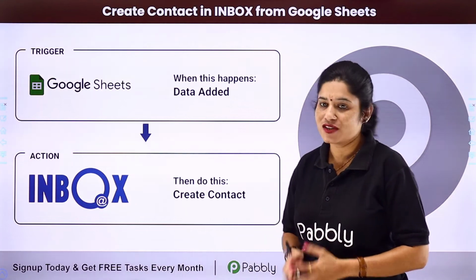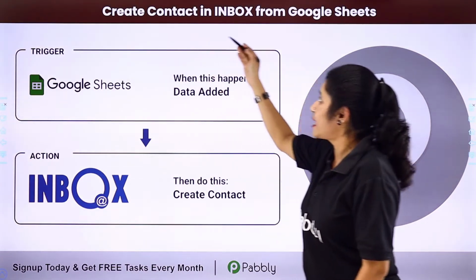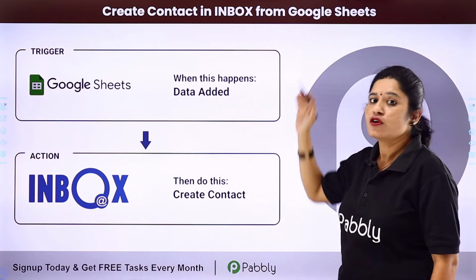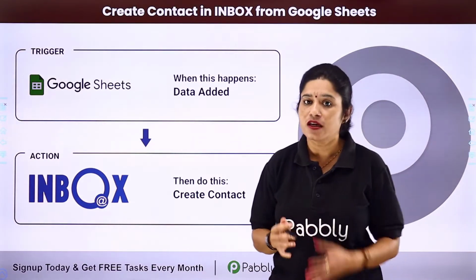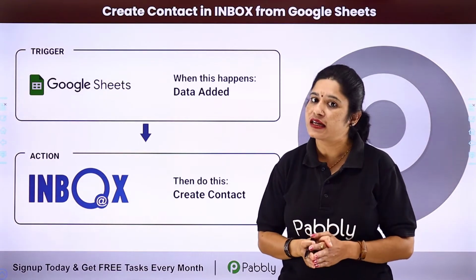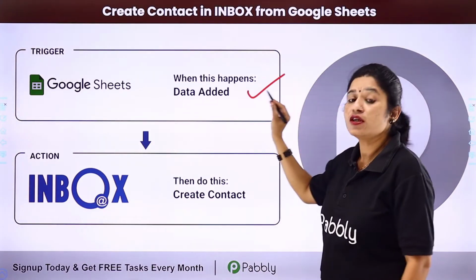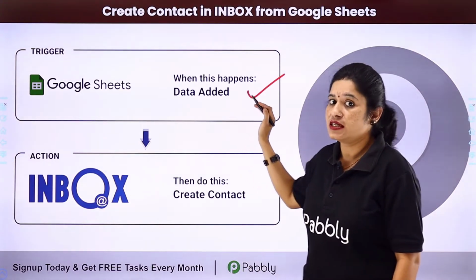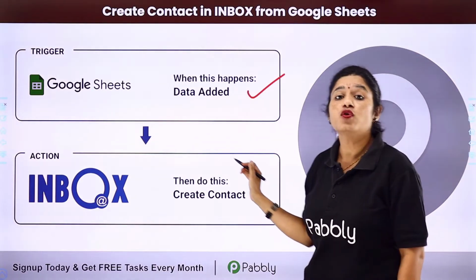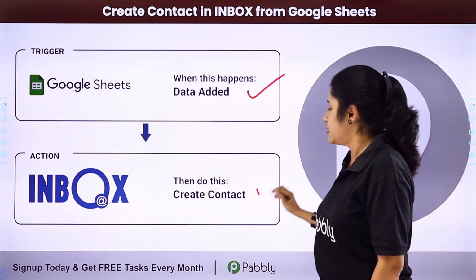In this video, we are going to learn how you can create contact in Inbox from Google Sheets. So the idea here is that you have created a Google Sheet where you are maintaining some contact details. Now you want that whenever you add new data to your Google Sheet, automatically using those details, a new contact should get created in your email marketing platform, that is Inbox.